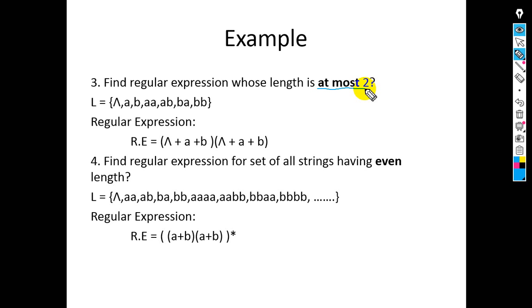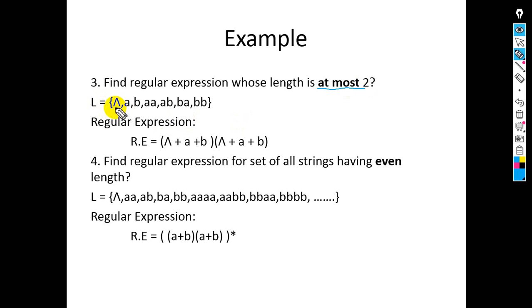At least means the length of the string should be 2 or more than 2. At most means that the length of a string in a language can be 0, 1, or 2 but not more than 2. Okay, so here we have a language for the same alphabet set.